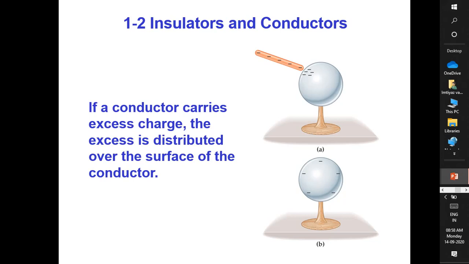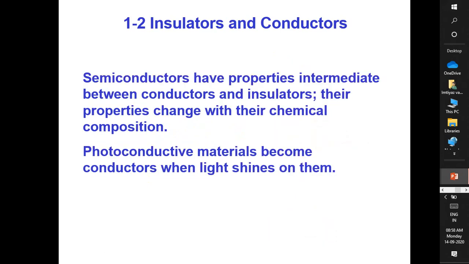We have another thing here also, the semiconducting material. But see here, before that, the conductor: if a conductor carries excess charge, the excess charge is distributed over the surface. It means the charge will be separated, and all over the surface it will be distributed. That's why the metal is able to conduct the electric field.